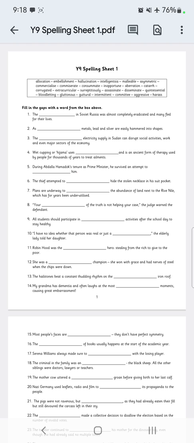Okay, then we have aggressive and harass, very similar. Someone that's aggressive is someone that is violent, and to harass is to get into someone's space, or to disturb someone in any way. It can be physical, it can be verbal, or any sort of harassment. So if we put it in a sentence, we can say the man would not stop harassing the woman in the street, right?